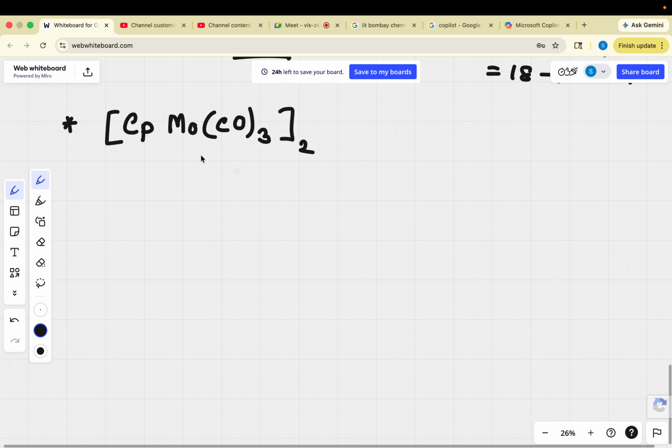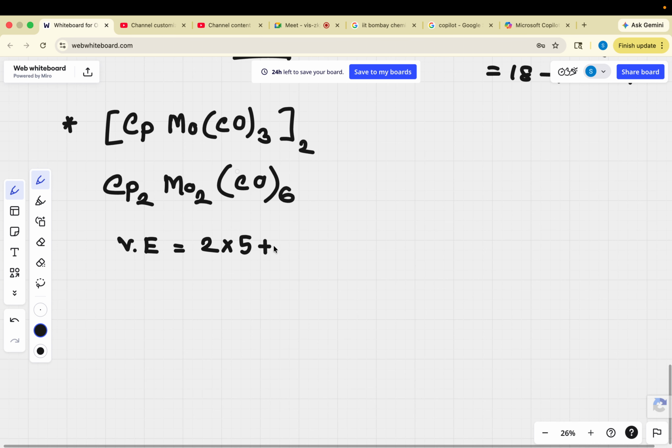Sir, 1. You are getting 1. Yes, sir. Correct. So here also you have to write down like this: Cp2, molybdenum 2, and CO is becoming 6. Now valence electron will be what? 2 into 5. For molybdenum, how many electrons do you have? 6 electrons. For carbonyl it will be 2 into 6. So 10 plus 12 plus 12, right?